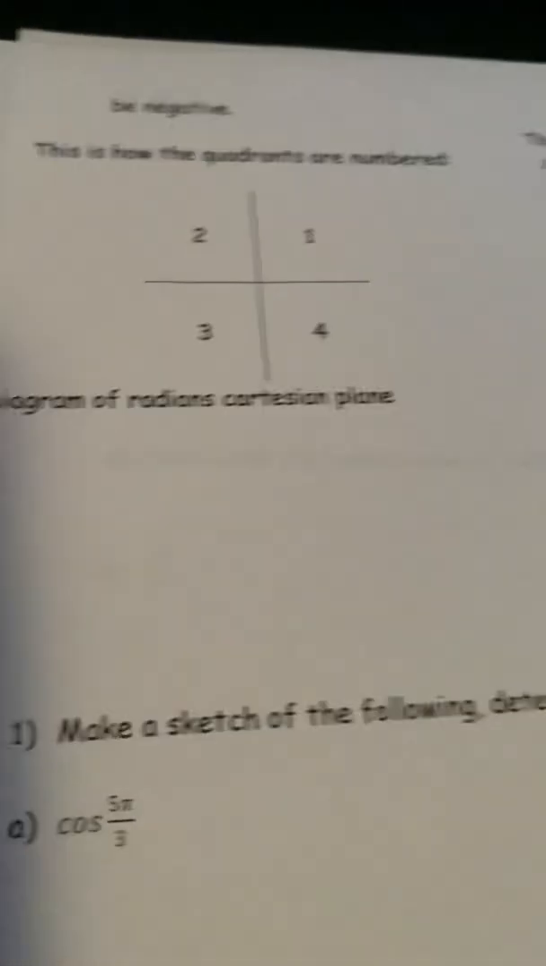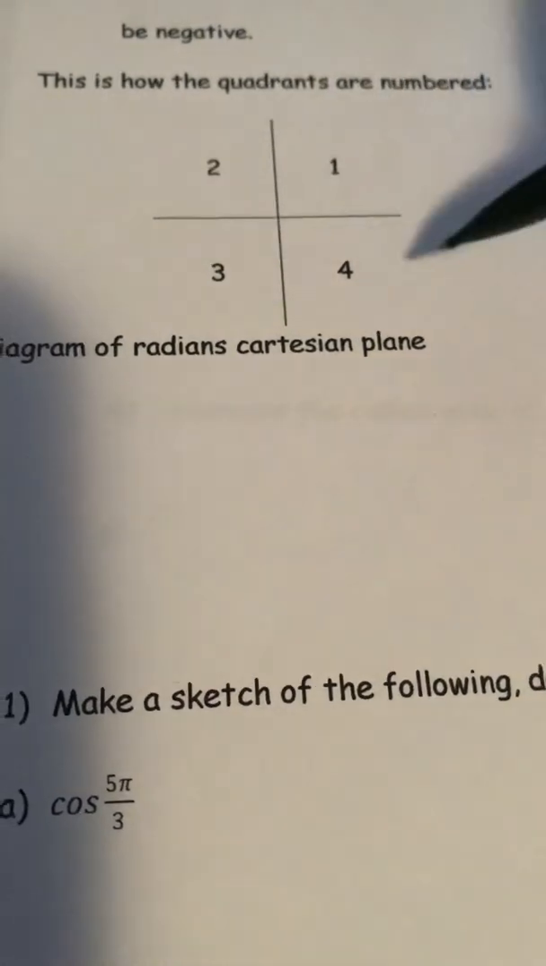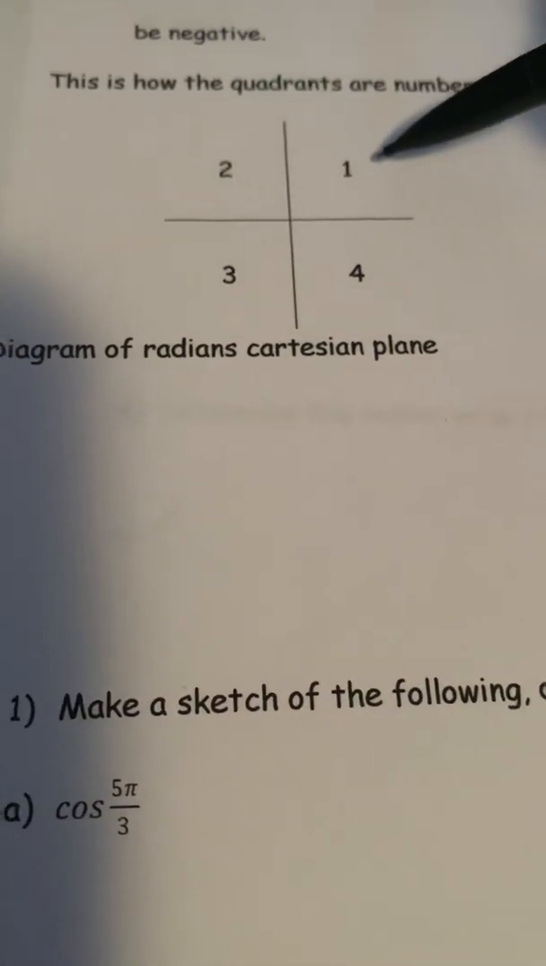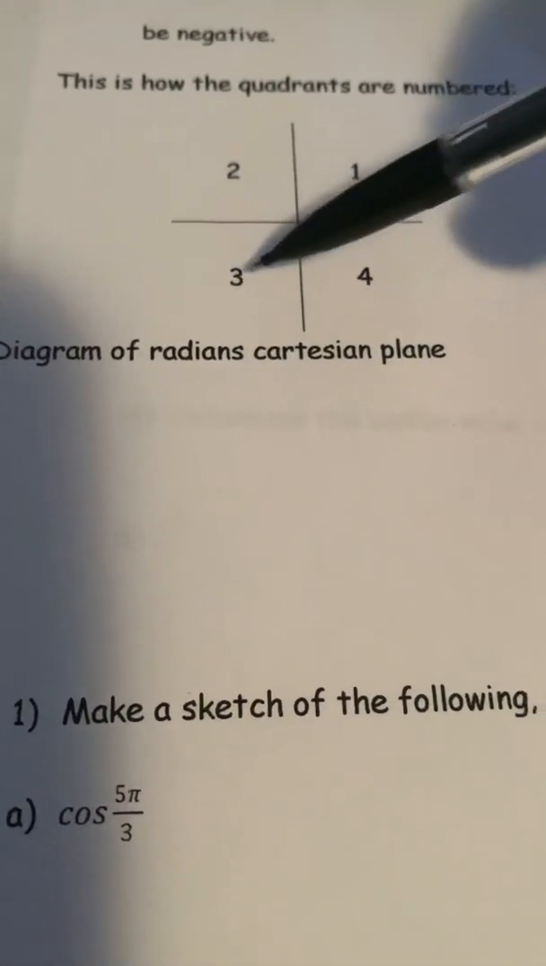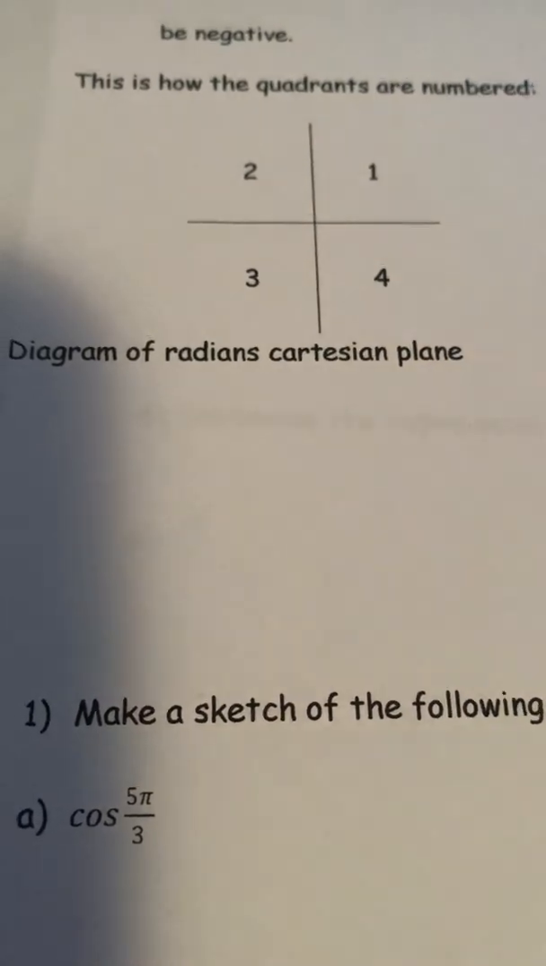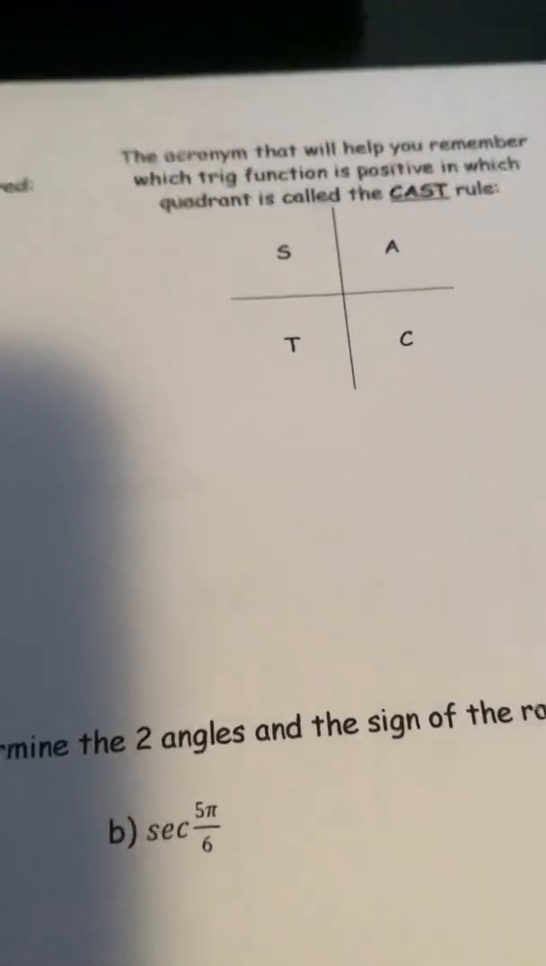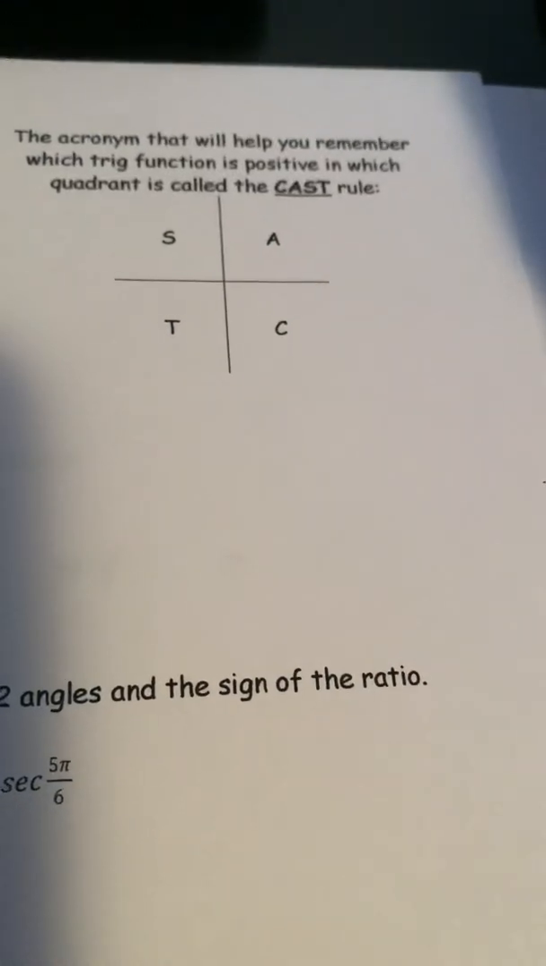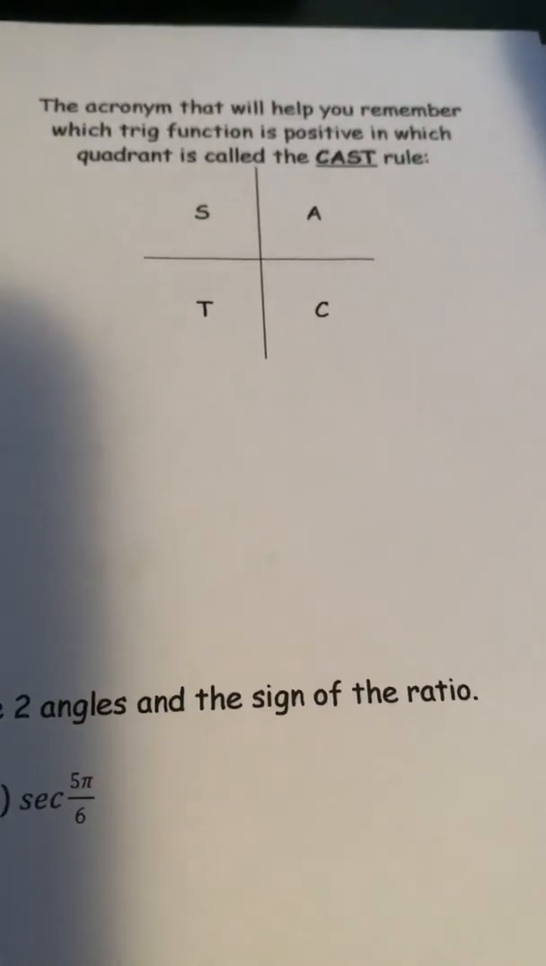Okay, so recall the quadrants, 1, 2, 3, 4. So we start in the top right, and then we count counterclockwise. So quadrant 1, 2, 3, 4. Okay, then we also have something called the CAST rule. I believe you guys learned this in grade 11 as well.